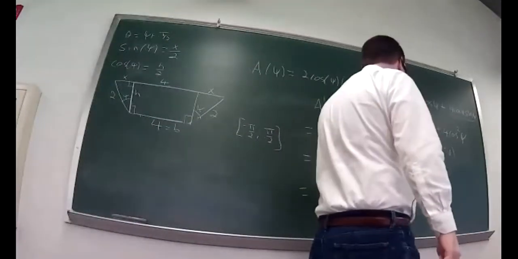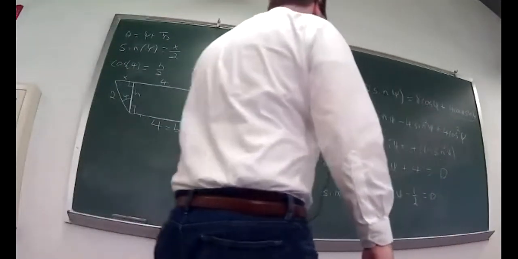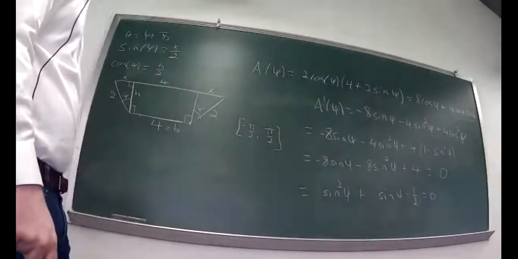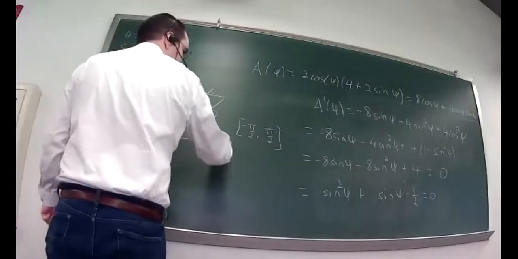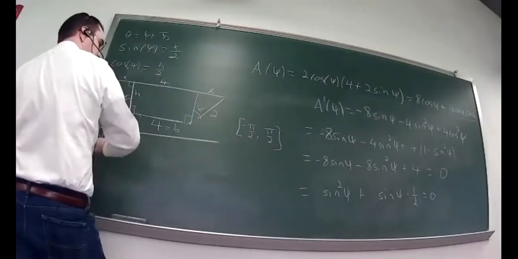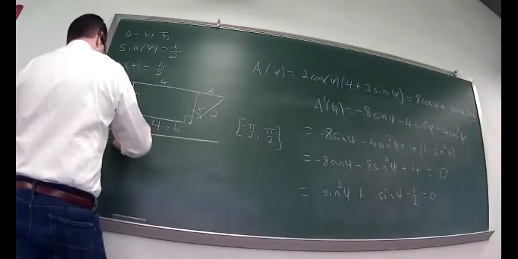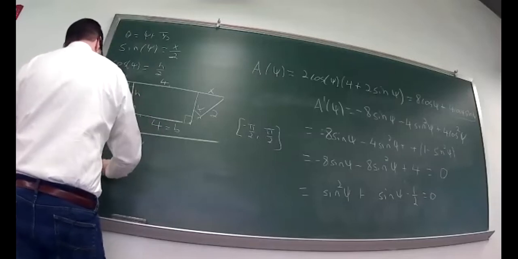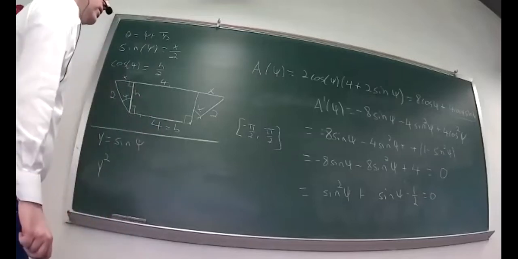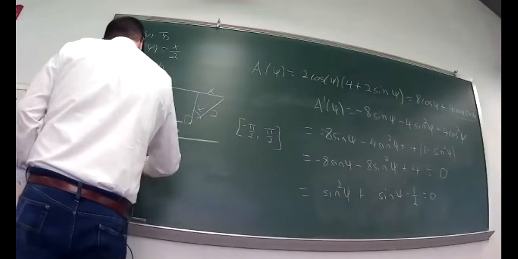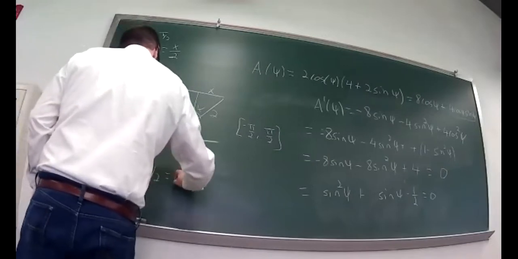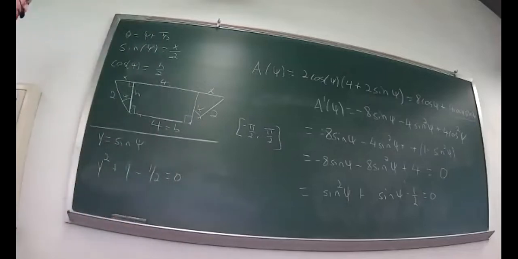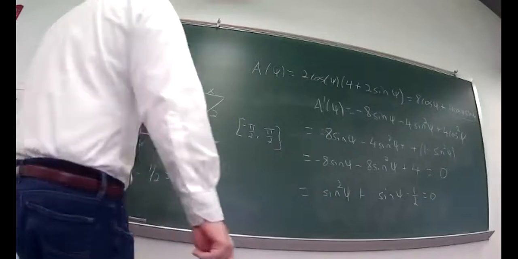And this is now a quadratic, a polynomial in sine of psi. So if you write y equals sine of psi, you'll get y squared plus y minus 1/2 is equal to 0. And so you can ask yourself if you can factor that.